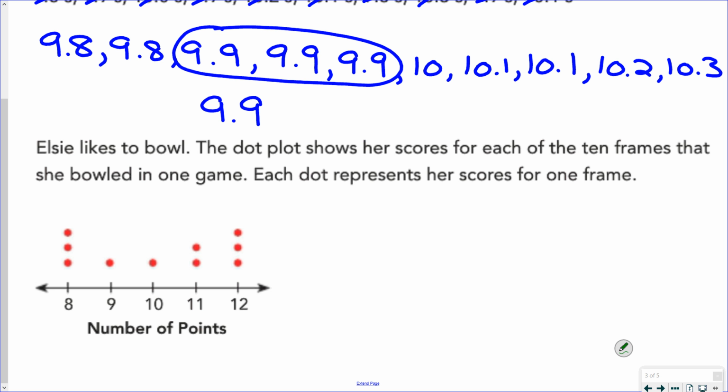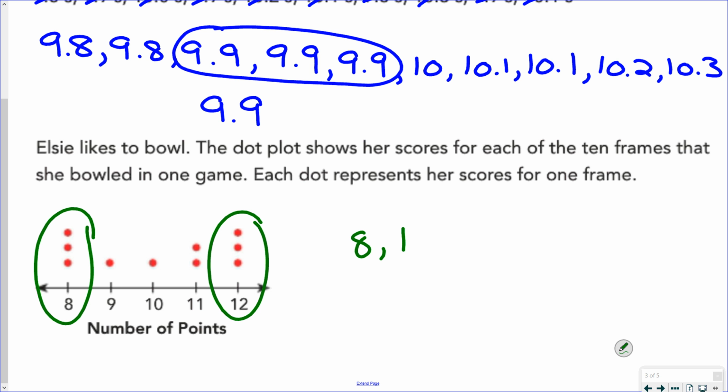And a double mode means there are two scores that occur the same number of times. So in this situation, you would see here that our 8 occurs 3 times. Our 12 occurs 3 times. So our mode is 8 and 12. And yes, you would need to list both of them.